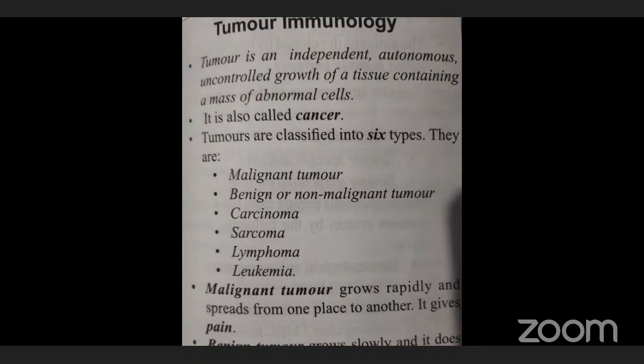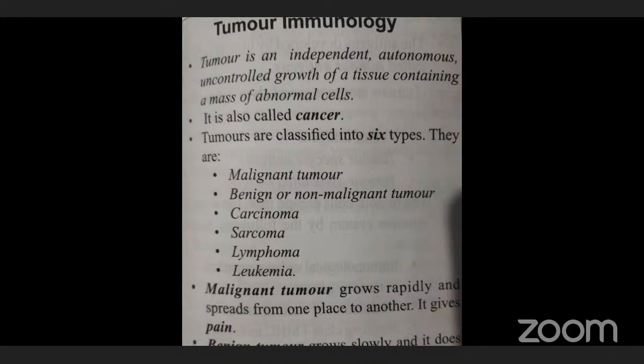What are the types of tumor? Based on spreading, tumors are classified into two types. One is the malignant tumor, and the other is the benign tumor or non-malignant tumor. What is the meaning of a malignant tumor? That tumor rapidly spreads from one place to another place, and it gives pain. Malignant tumors spread easily and also give pain. The types are important, kindly note them.